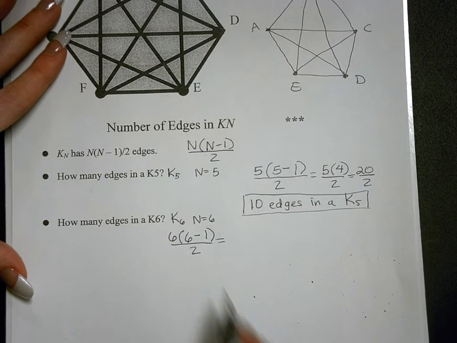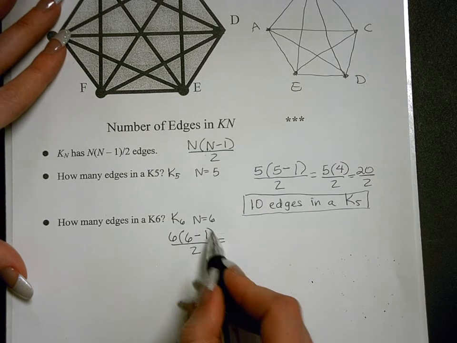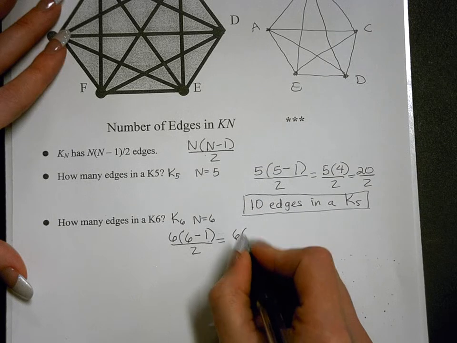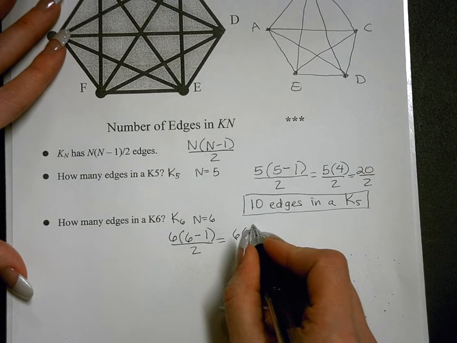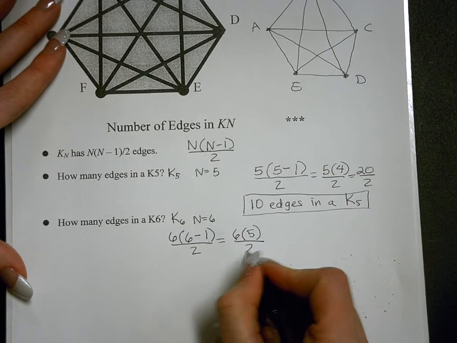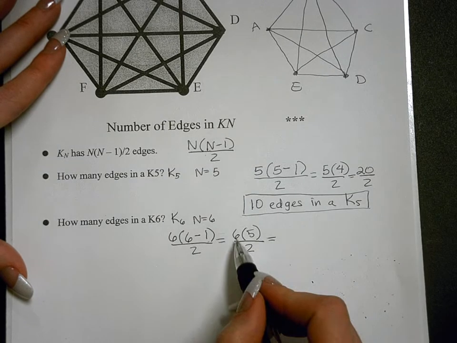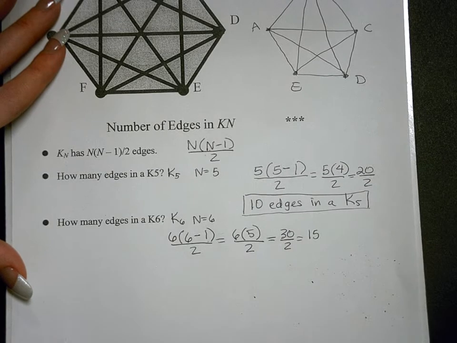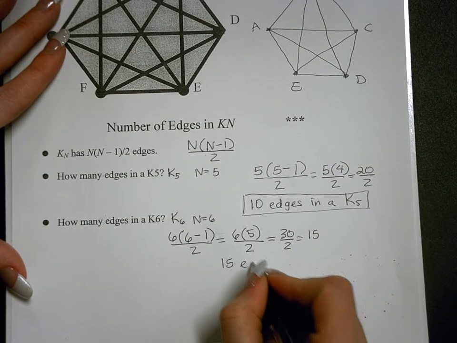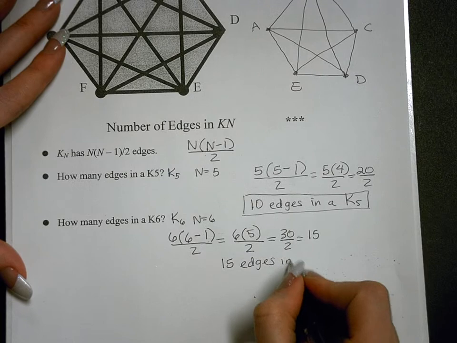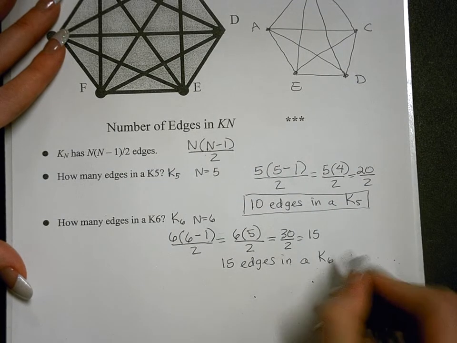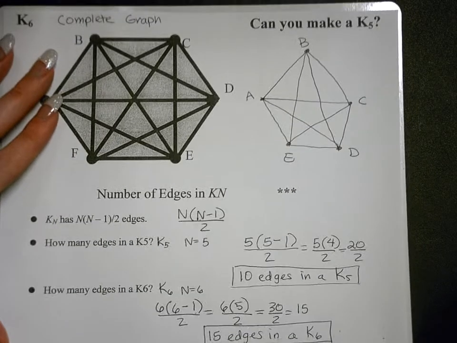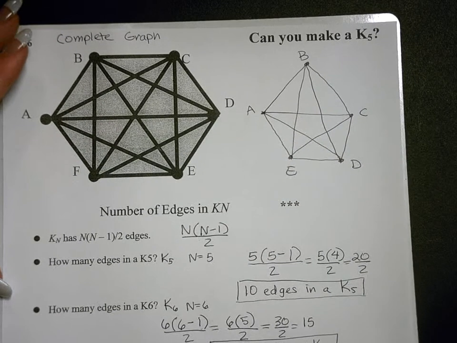Just like the last example, we do the order of operations. Order of operations says we do parentheses first. I'm going to rewrite everything else. So we have 6 times 6 minus 1, which is 5, all over 2. From here, it's just multiplication. 6 times 5 is 30. 30 divided by 2 is equal to 15. So there are 15 edges in a K6. So in this picture here, there are 15 edges.